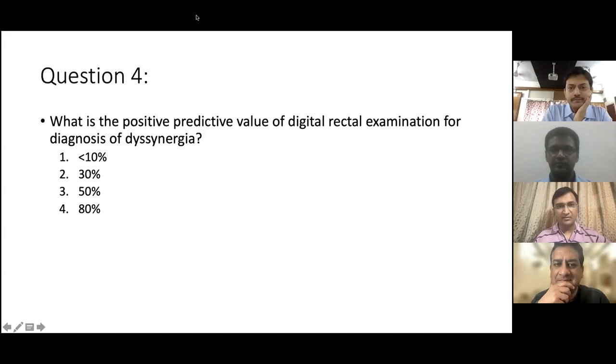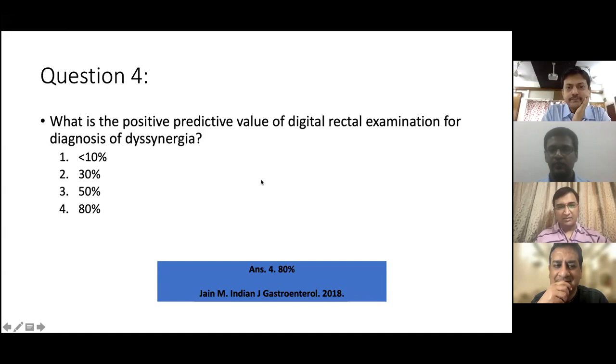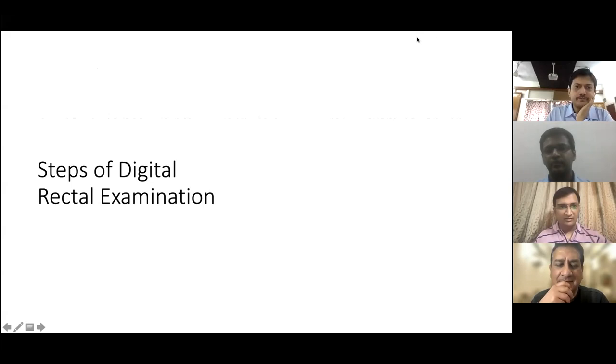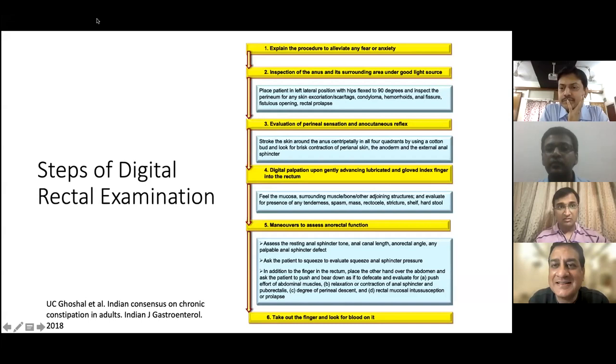The correct answer is 80%. This is a study by Mayank Jain, published in 2018 in the Indian Journal of Gastroenterology. So the steps of digital rectal examination become of utmost importance, especially because this is something that will be asked to you if you get a case of constipation in the exam. This has been explained well. This is not about the exam only, it's about practice. Exams are just a one-time event, but treating constipation is lifelong. So good to understand that.